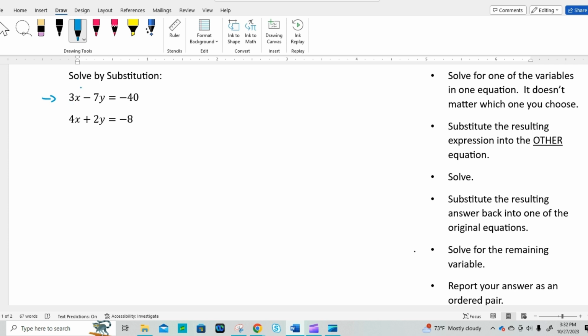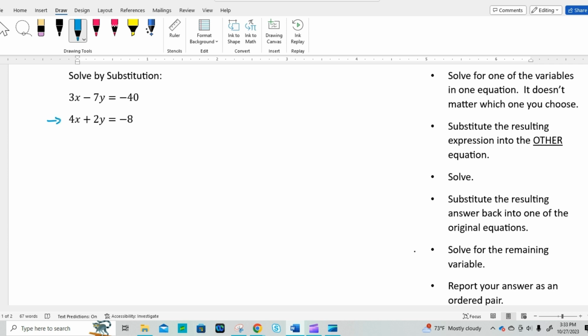So if I want to get that x by itself, I'm eventually going to have to divide all 3 terms by 3. 3 divided by 3, that's just fine. 7 divided by 3 is a fraction. 40 divided by 3 is a fraction. I don't think that first equation is my best choice, because I end up creating fractions. So let's move on to the second one.